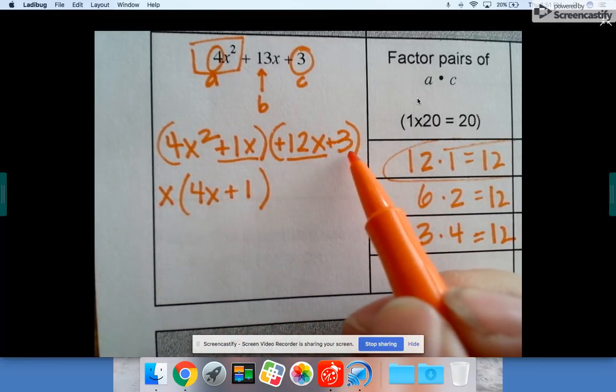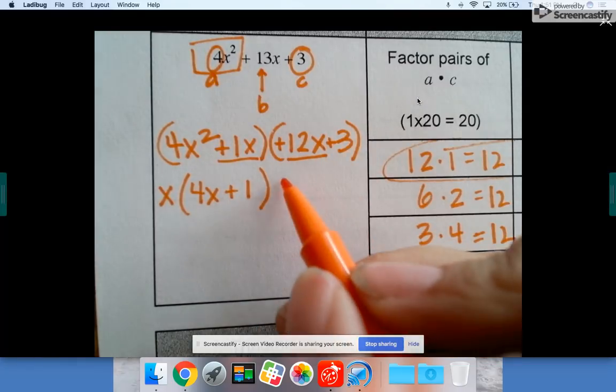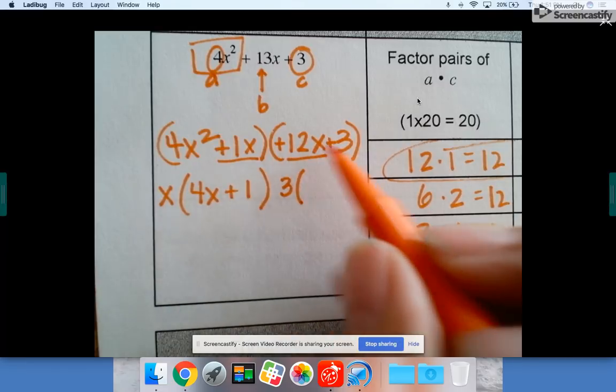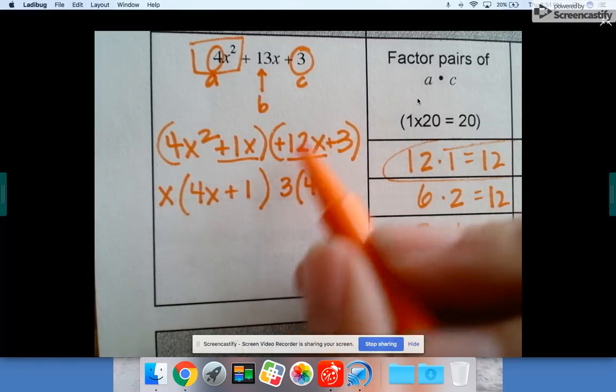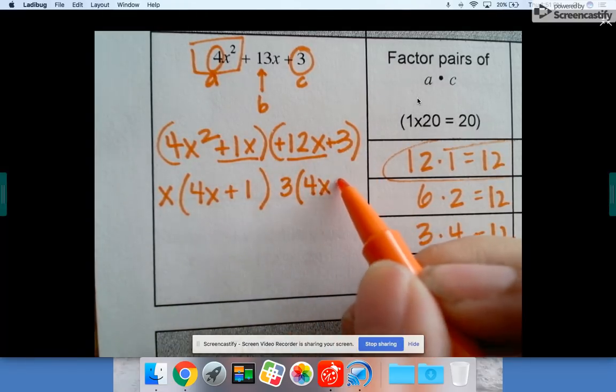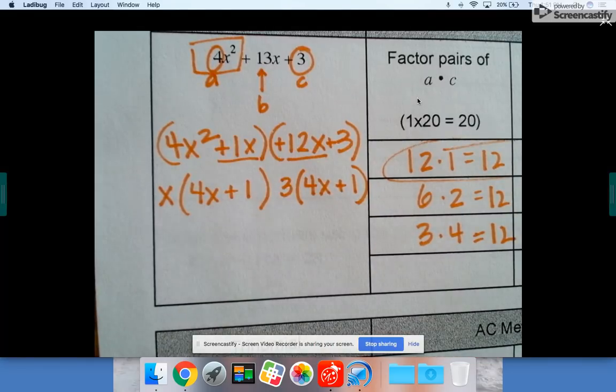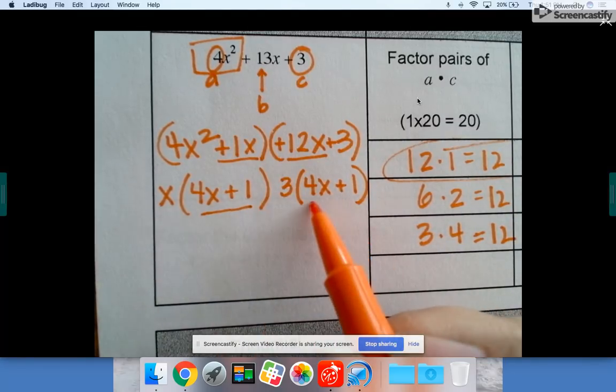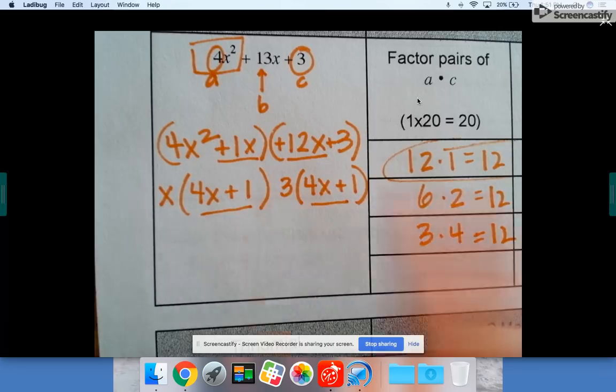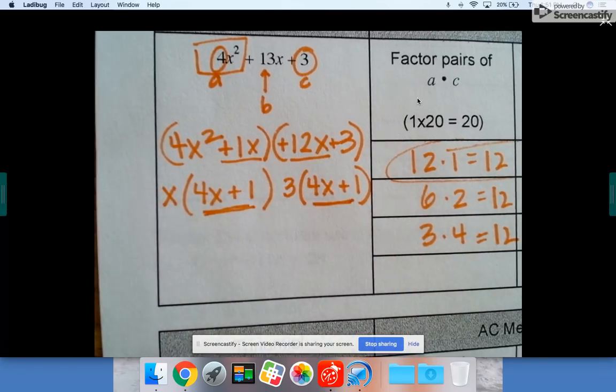What can we pull out of these two? The greatest common factor is 3. So I'm going to pull out a 3. And then if you reverse distribute it, it would be 4x and 1. And you know you've done it right if what's inside the parentheses are the same. So if what's inside the parentheses are the same, you did it right.